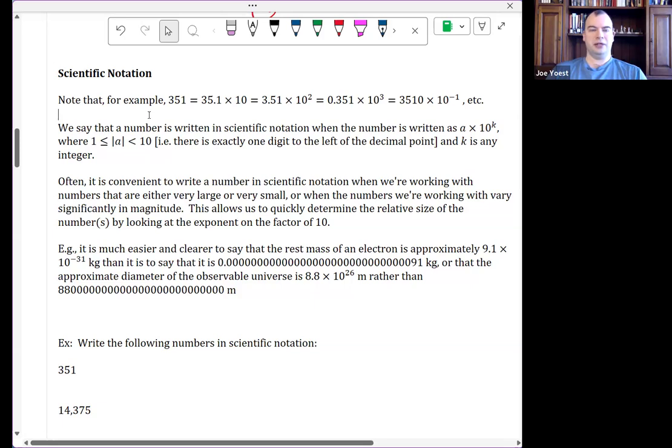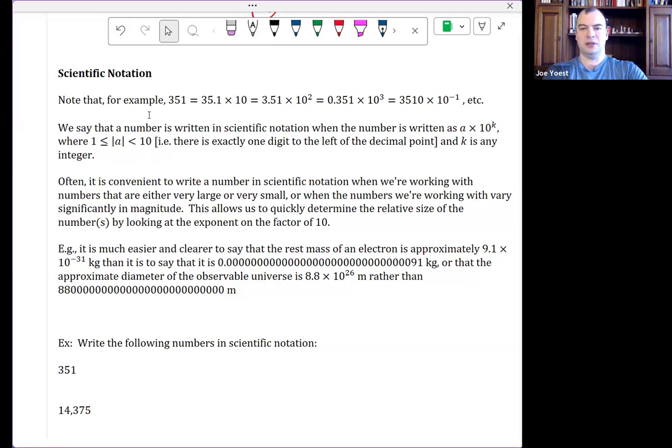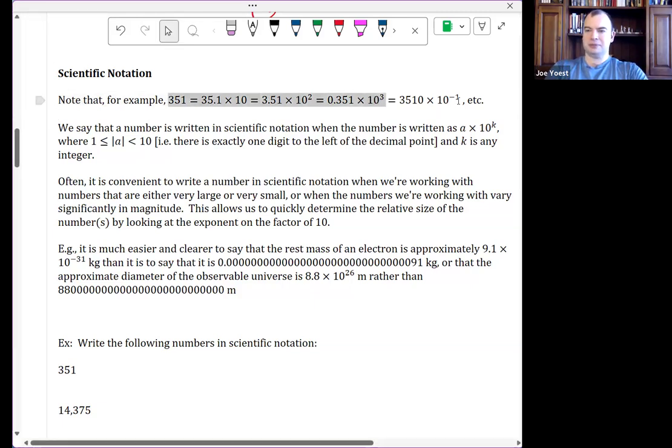We could move the decimal point one place this way or one place that way. As long as we multiply by an appropriate power of 10, we're in the clear. So I have lots of different ways of referring to the same number, right? Even more than I've written here.